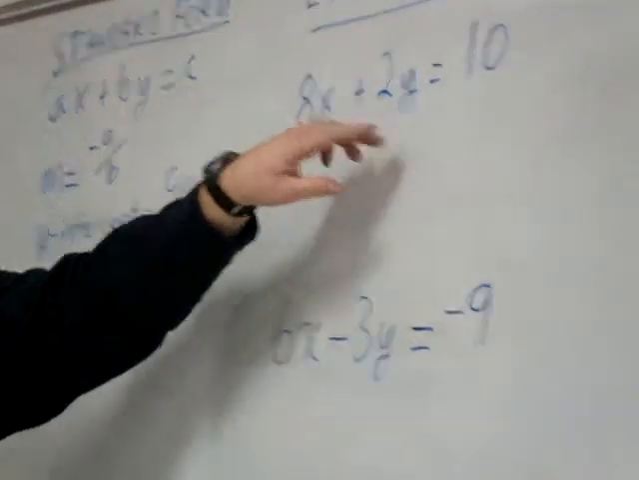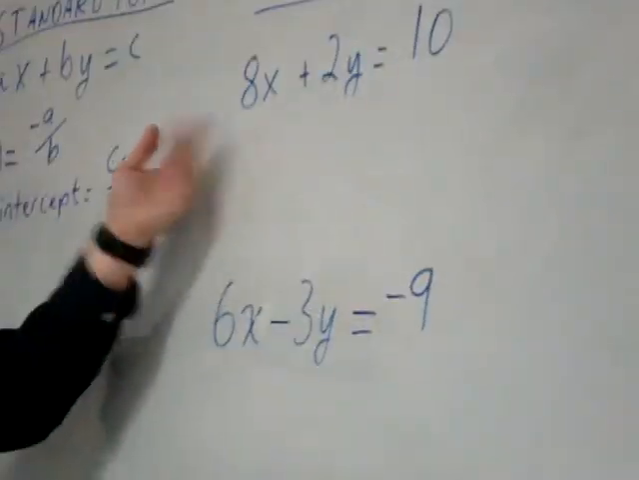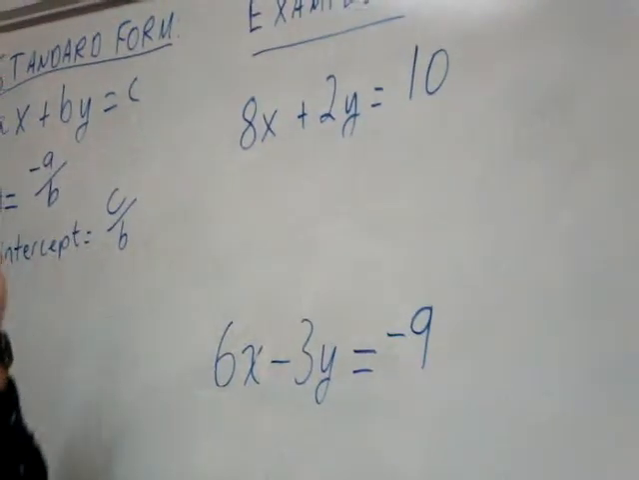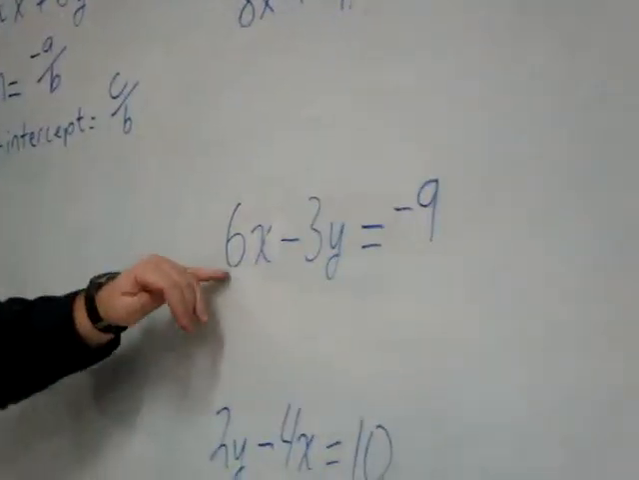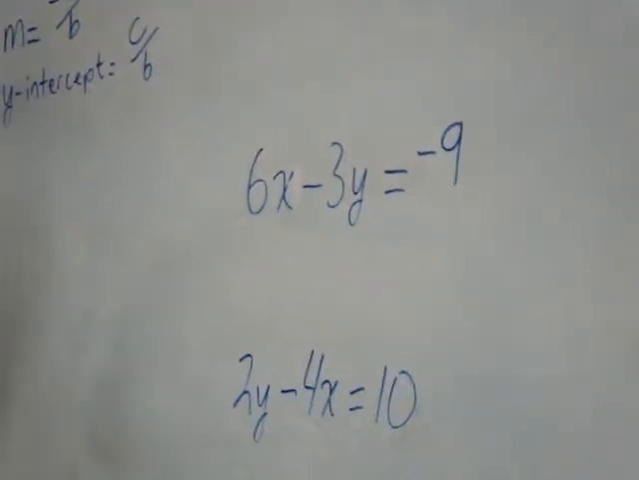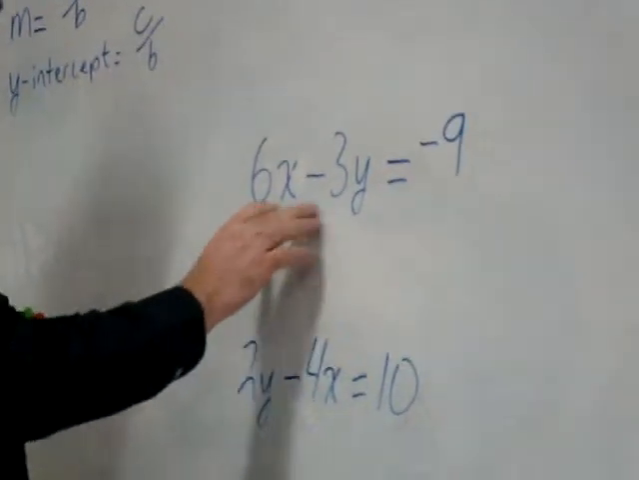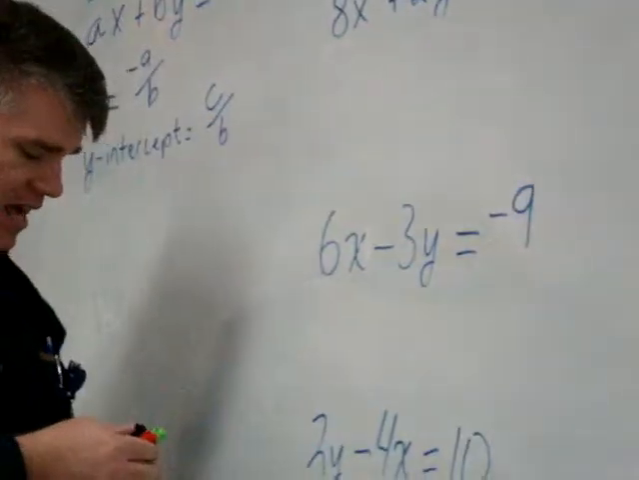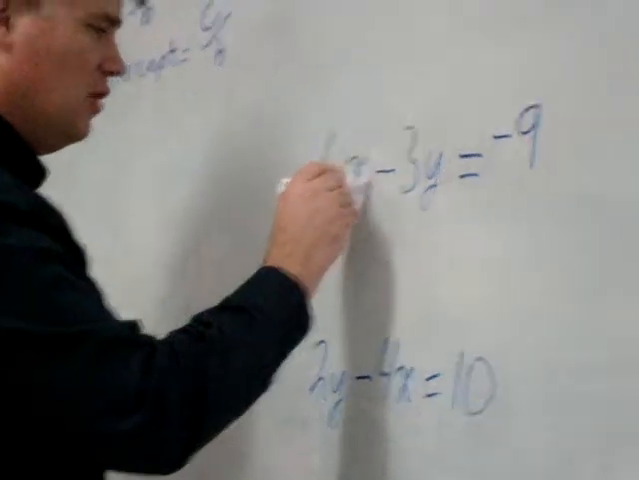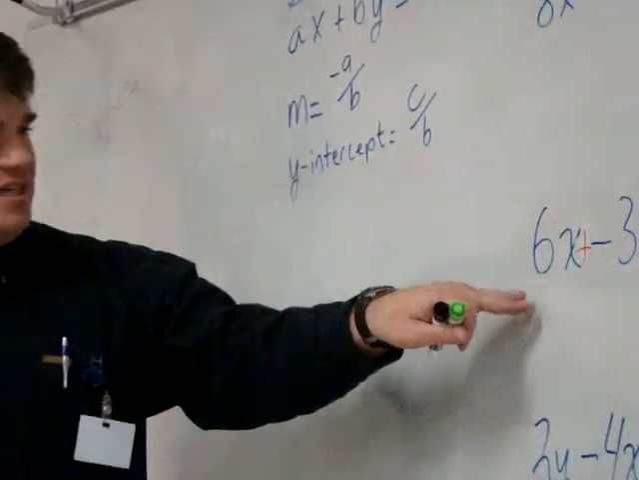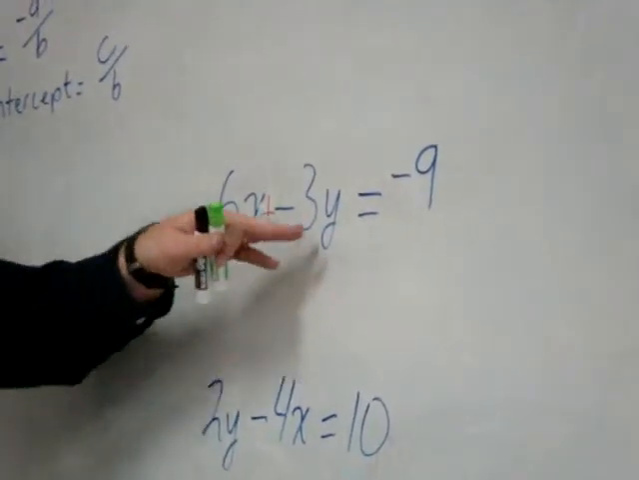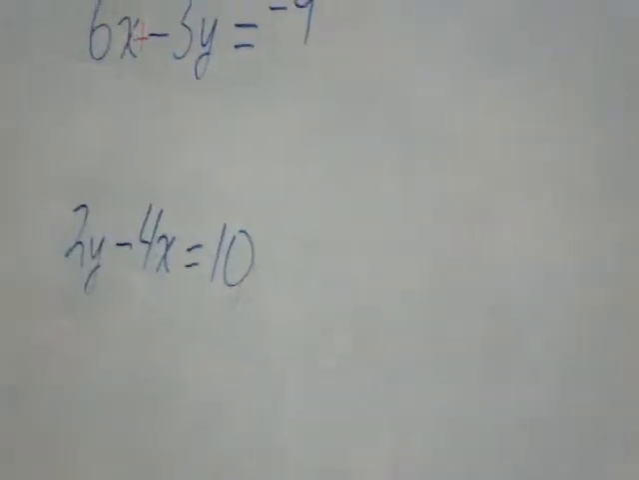And they could look like this. Here's some examples, sort of. 8x plus 2y equals 10. In this case, 8 is the coefficient of x, 2 is the coefficient of y, 10 is some constant. Well, in this case we have here 6 is the coefficient of x, negative 3 is the coefficient of y, because it's supposed to be plus. Well, anytime you're subtracting, it's the same thing as adding a negative. So I could go ahead and put a plus. Now we have 6x plus a negative 3y equals negative 9.